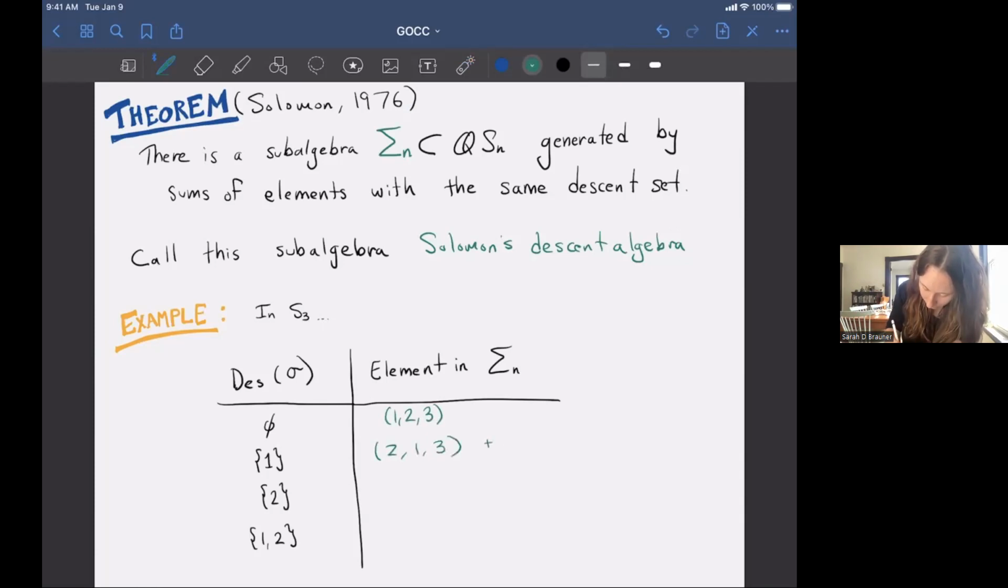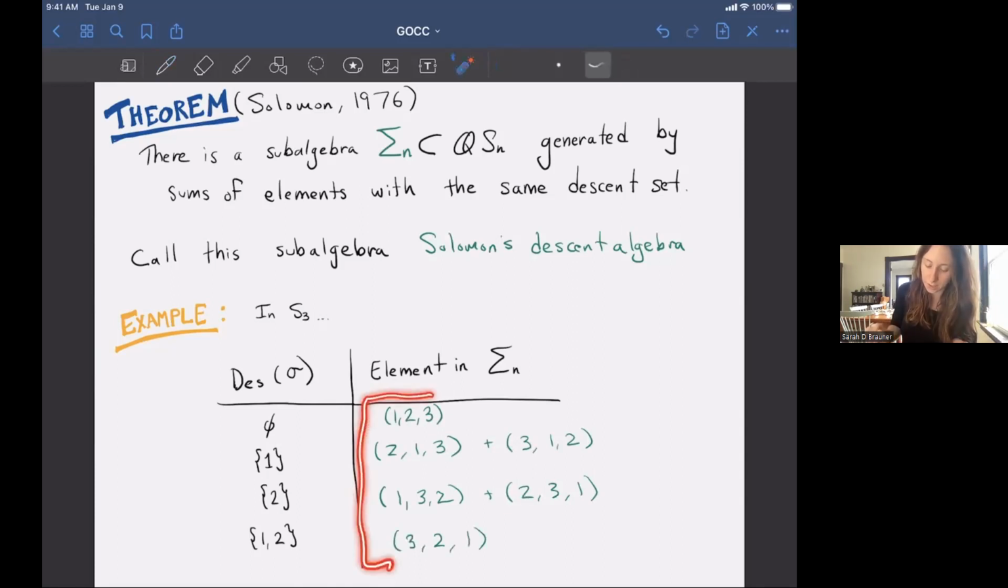And then we also had 3, 1, 2. Okay, and so the important thing is that I have to take both of them together because they have the same descent set. And then, okay, a descent at position 2, we had 1, 3, 2, right? And then we had 2, 3, 1. Okay, and then this last descent set of both 1 and 2, we had only 3, 2, 1 alone. Okay, so my subalgebra is going to look like linear combinations of these 4 elements in the case of S3.